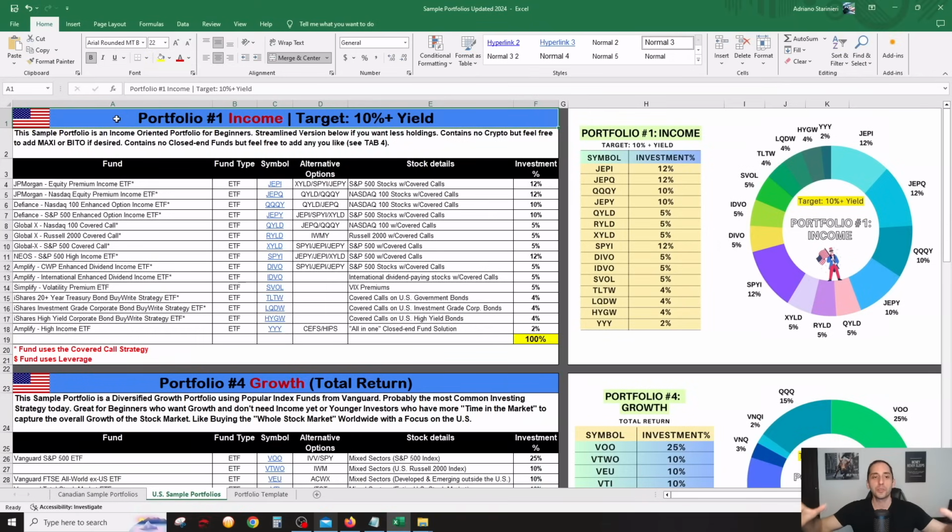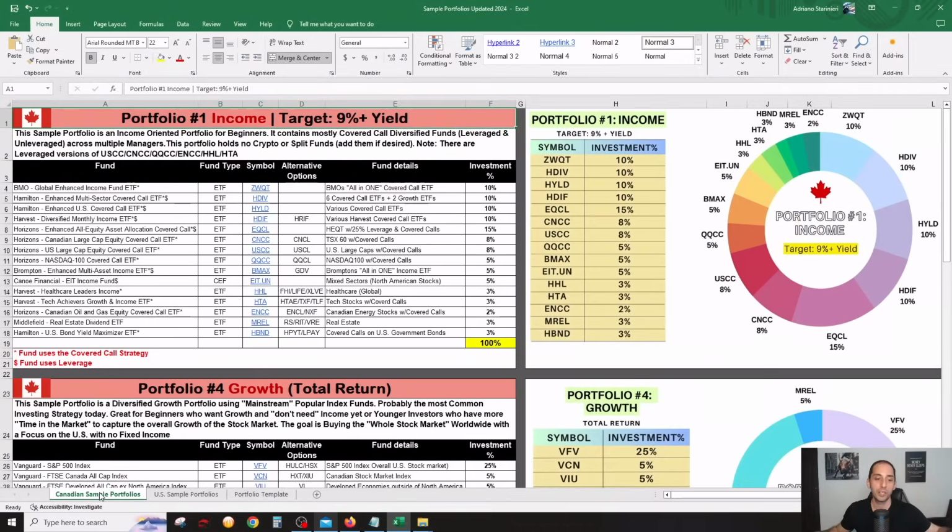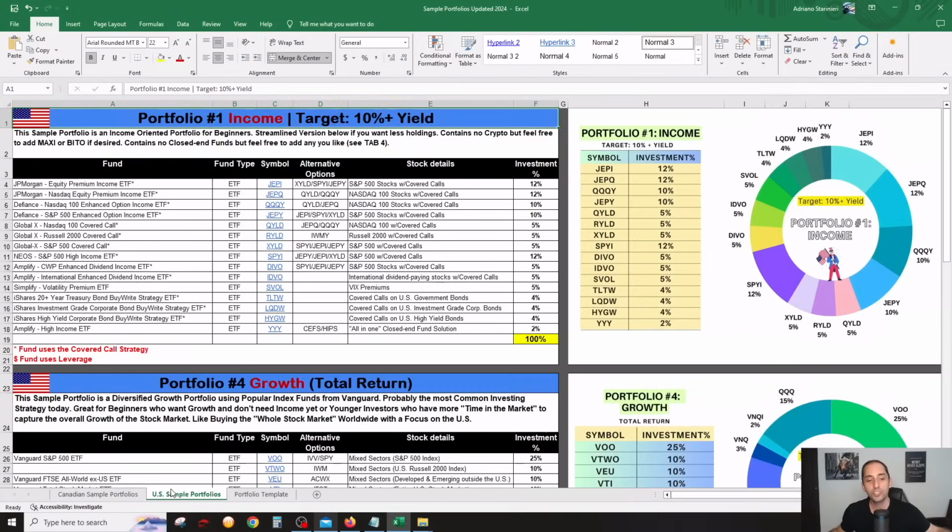There are going to be 3 of them. The first one is going to focus on income, then growth or total return, and then dividend. And remember that you've got to look at the tabs at the bottom. There are the Canadian ones here, and then there are the US ones. I don't want you to download the file for free on my website and say, where are the US ones? I only see the Canadian ones. Just switch the tab here.